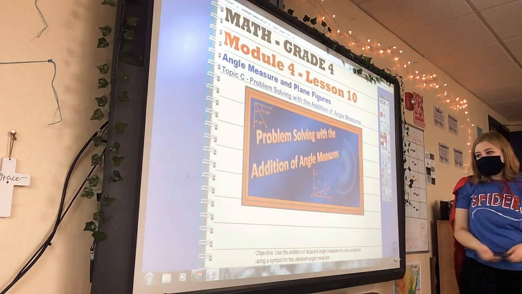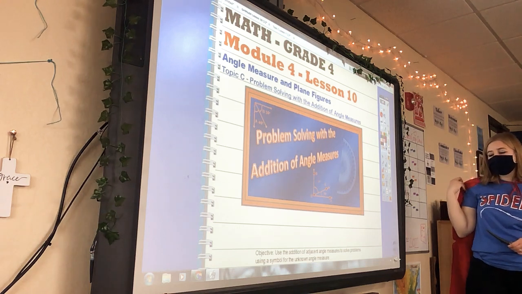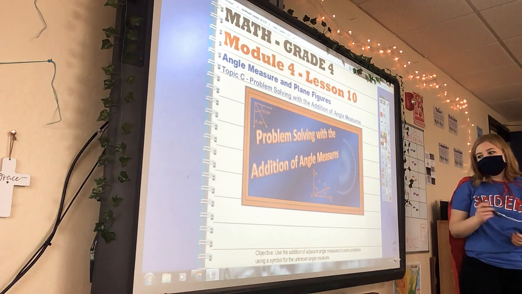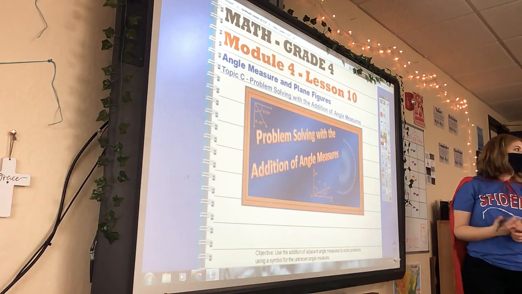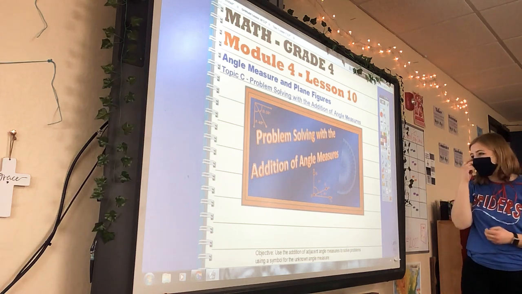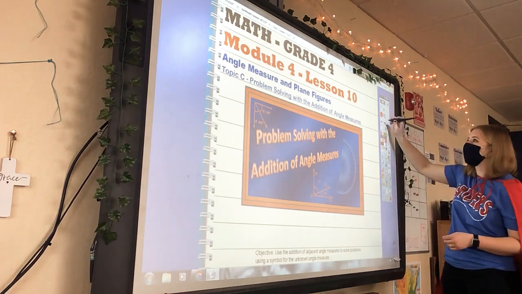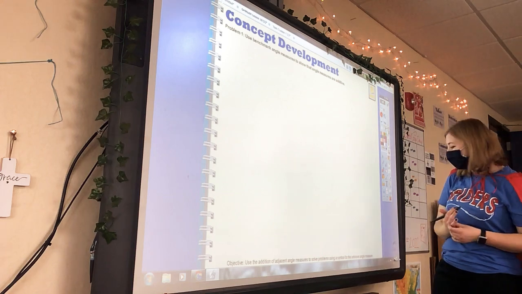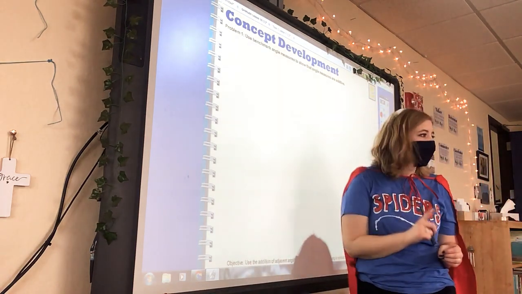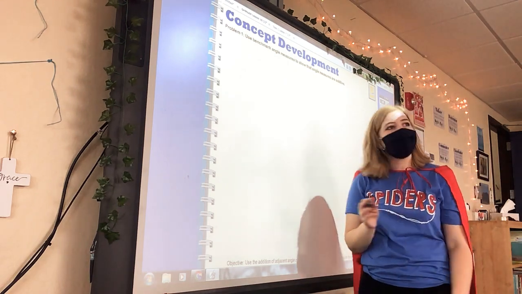So the objective is to use the addition of adjacent angle measures to solve problems using a symbol for the unknown angle measure. Wow, that's a bunch of hoogie-woogie, right? You don't really know what that means yet, and that's okay. We will get there. So, let's say that I had an angle, and as soon as I draw this, you're going to be like, oh, yeah, I remember that, okay?